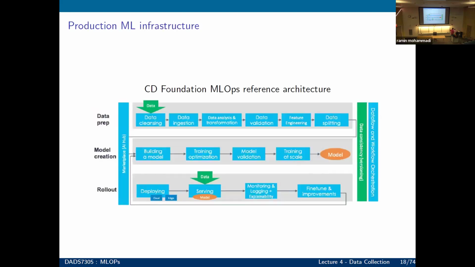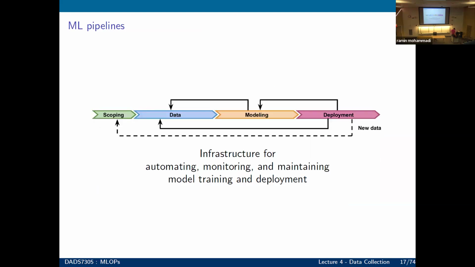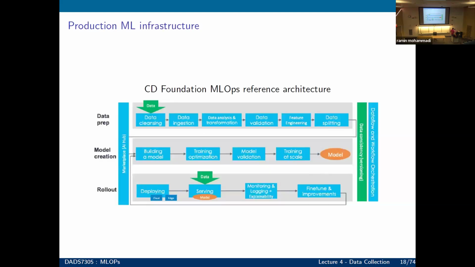Now, this chart is one of the charts that you can find online, but this is by the CD Foundation, basically for MLOps. They define the MLOps, or ML pipeline, to look something like this. Again, every company has defined their own, but they all have these four components the same: scoping, data, modeling, deployment. What goes through these stages is just a little different.